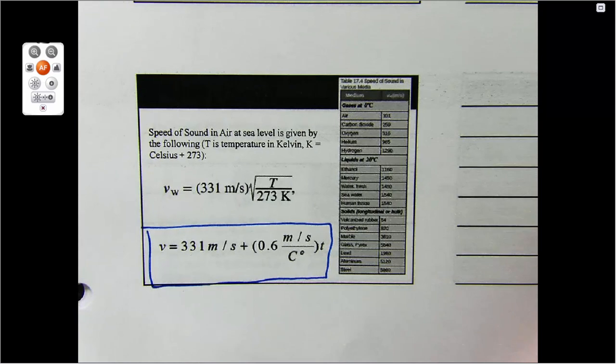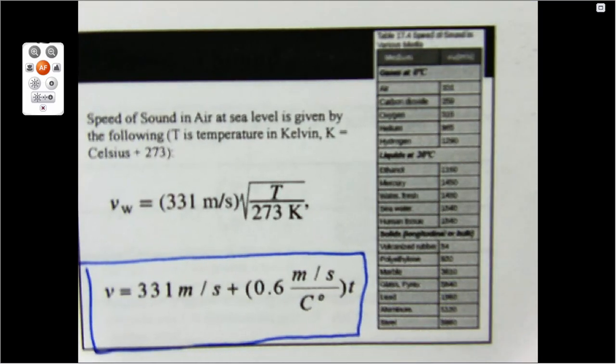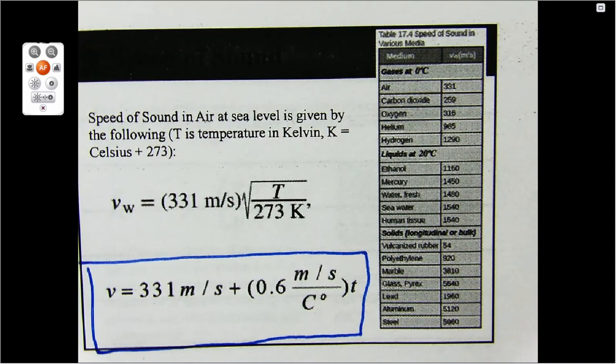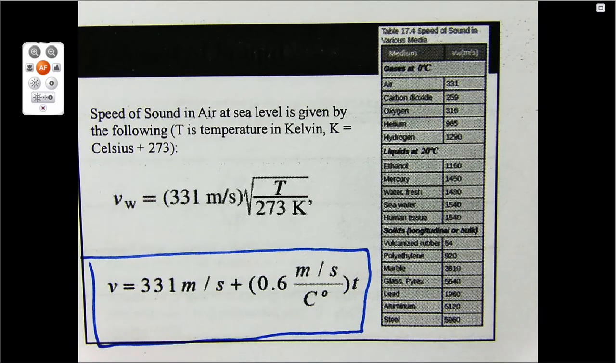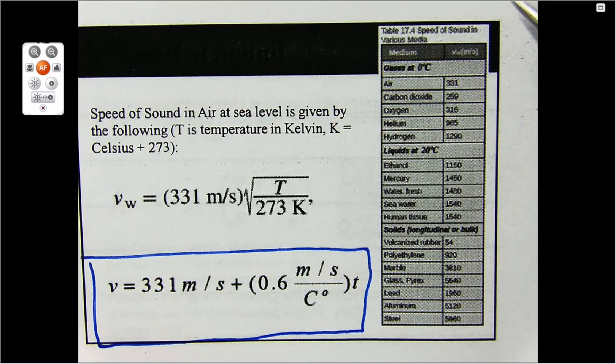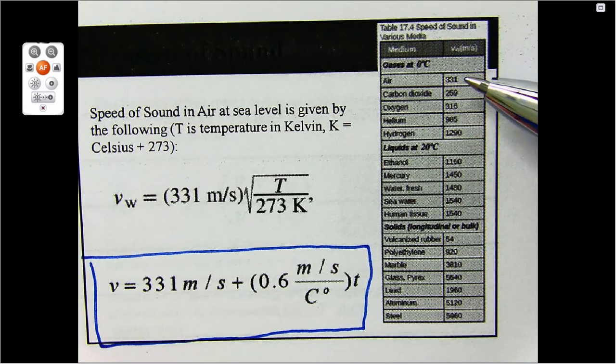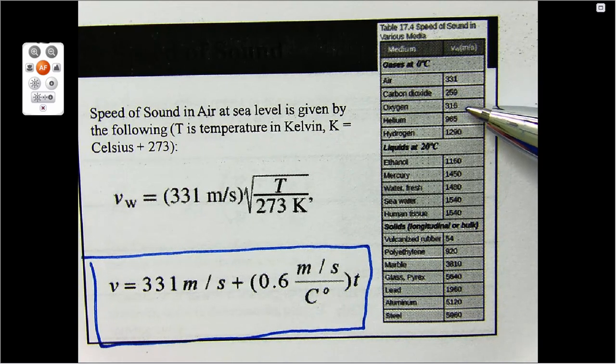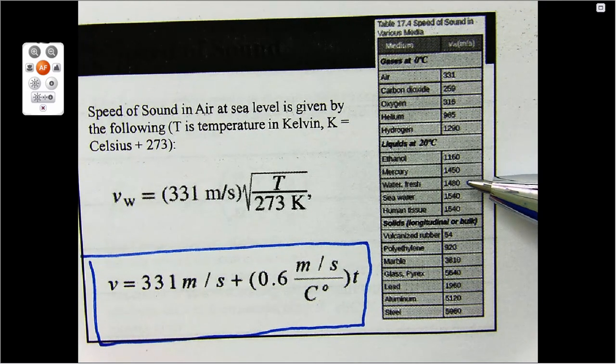Then this chart, let's see how good this printout is. It's not bad, I can read it. So in air, this is the speed of sound in meters per second. This would be, looks like about 0 degrees Celsius, 331 in air, 259 in carbon dioxide, pure oxygen 316, helium 965, hydrogen 1200. Here's liquids. Here's liquid water, 1480. So 4 times faster in water.